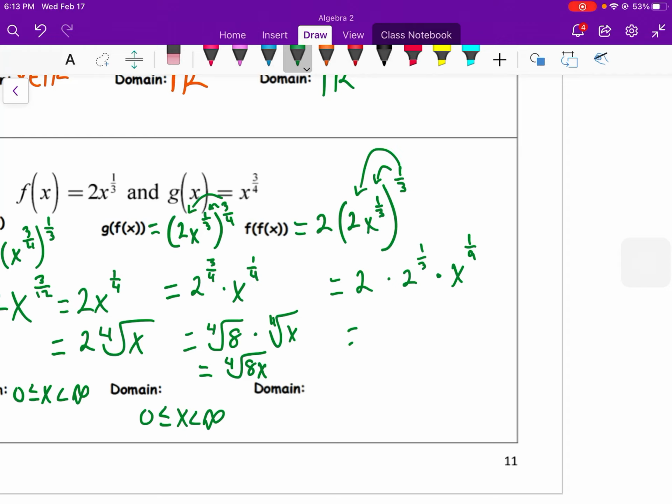So then we can simplify that. 2 times the cubed root of 2 times the 9th root of x. Now for this case, we have an odd index. So because our index is odd, we can have negative values. So now here we can have all real numbers.